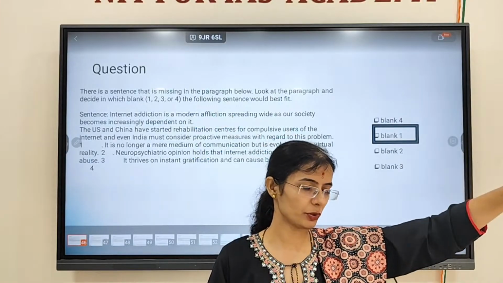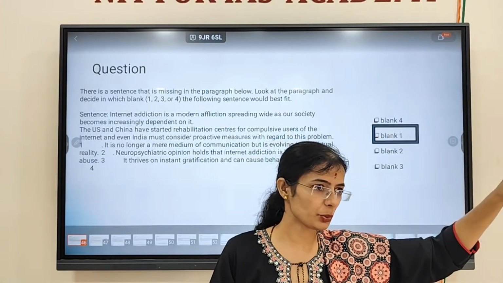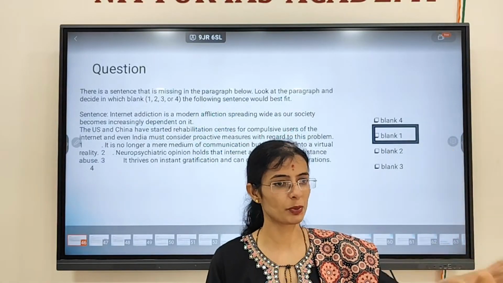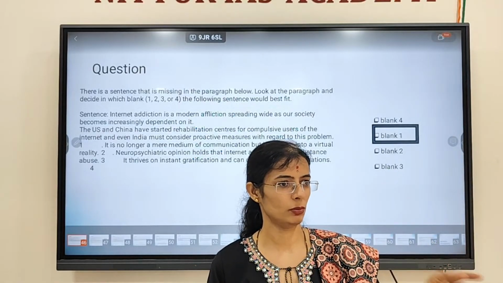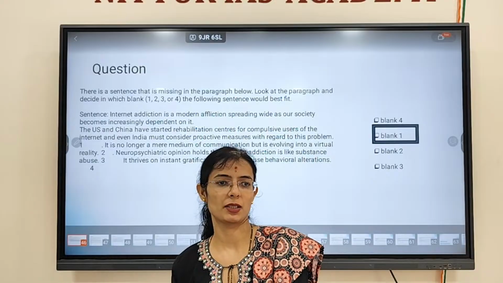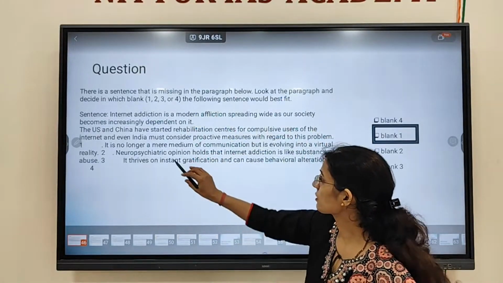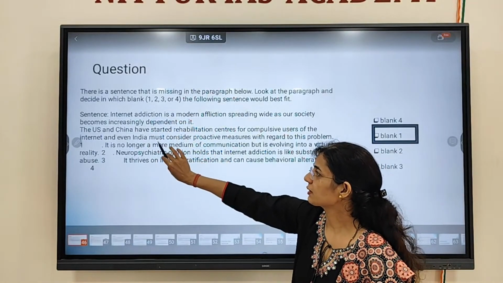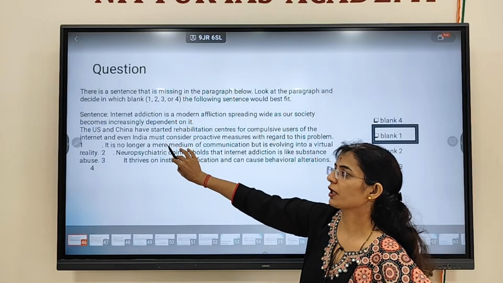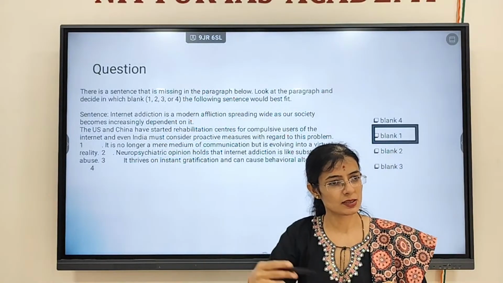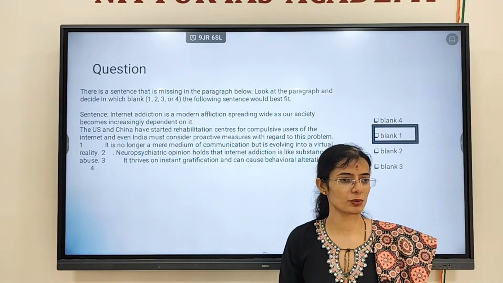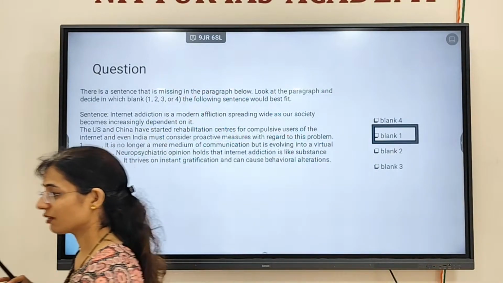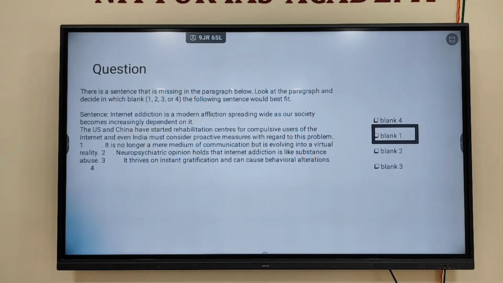First is the internet, a lot of use, and excessive use is abuse. Abuse, how? Effects of the abuse, and then the rehabilitation. So that is the sequence it should go, right? So this is the last sentence that should come in the paragraph. After this, we should keep the first sentence: it is no longer a medium of communication, but has become reality. And the last one will be to solve this issue, US and China have taken some steps. Got it? See, if we see all the sentences, they are all meaningful. Blank one.